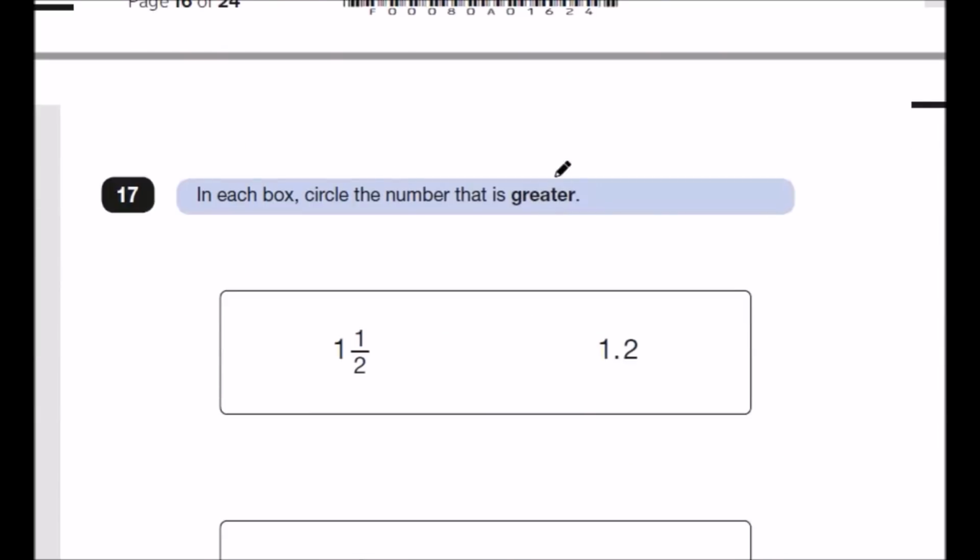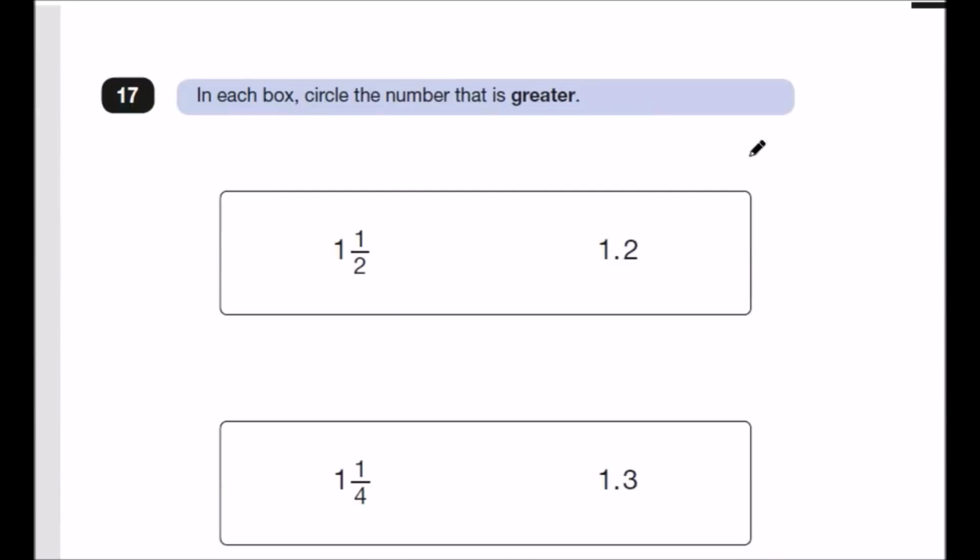Perfect. So in each box, circle a number that is greater. Well, 1.5, and we got 1.2. I would work out in decimals. I think that's easier. Because the half is easy. We know half is the same as 0.5. So 1.5 is 1.5. Clearly 1.5 is bigger. So circle.